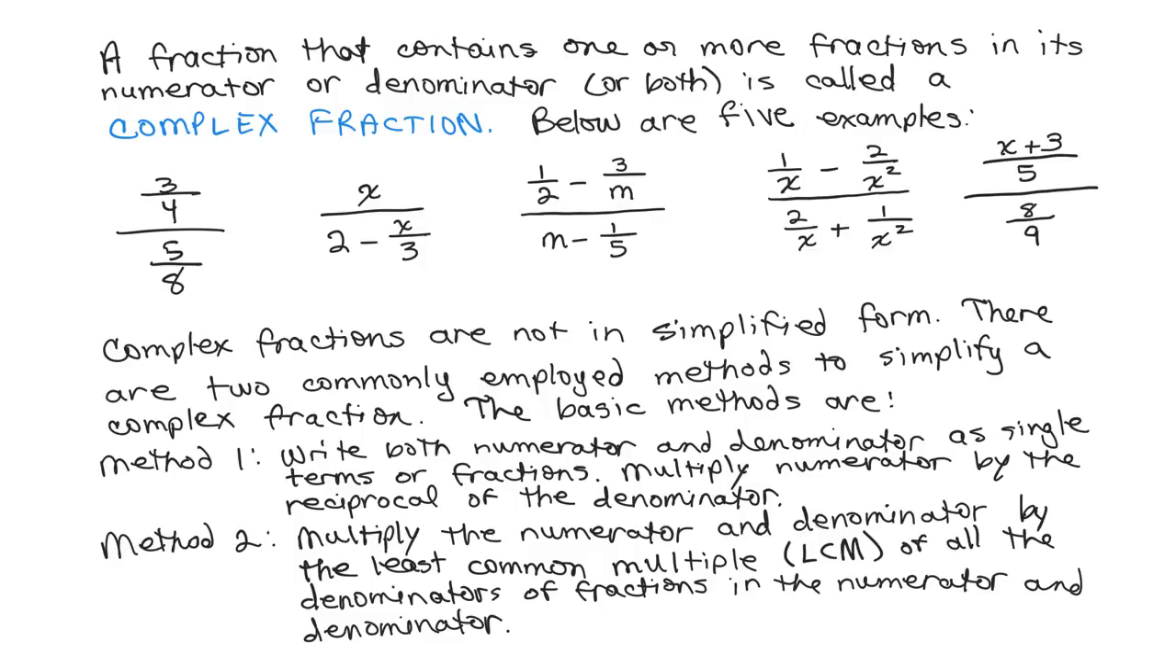And in method 2, you don't need to have it in the form of the very first example up here. Instead, to simplify the complex fraction, the first step would be to multiply the numerator and denominator by the least common multiple of all the denominators of all the fractions in the numerator and the denominator.